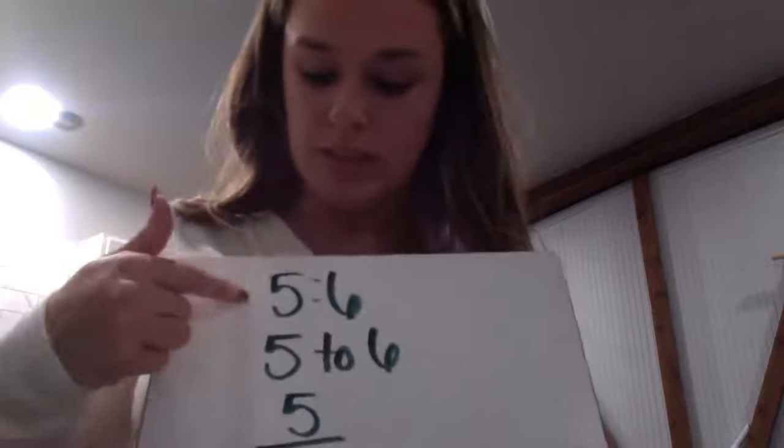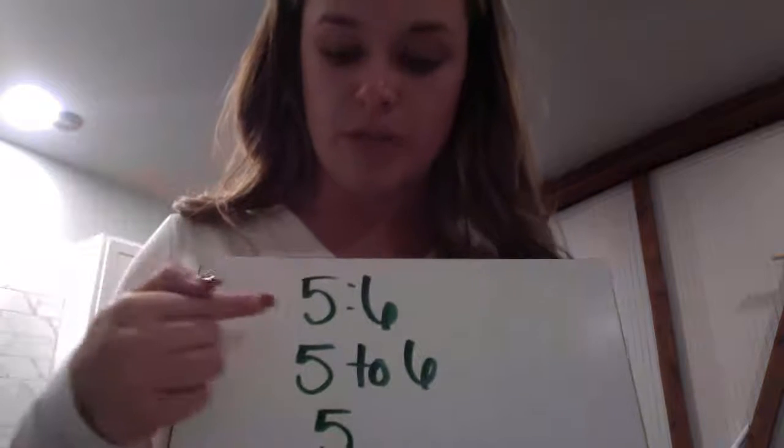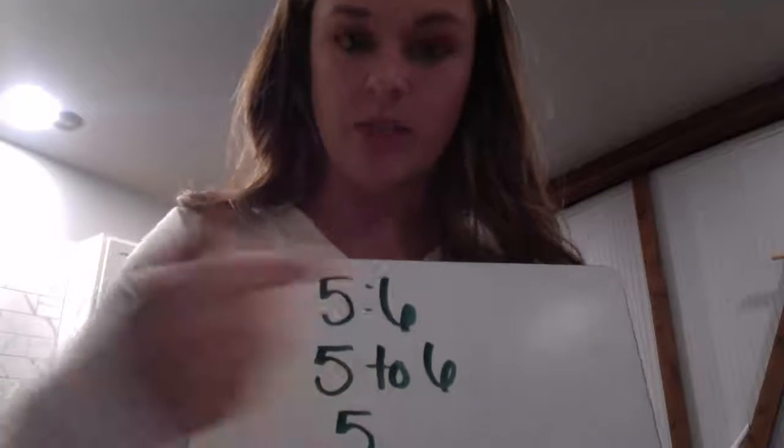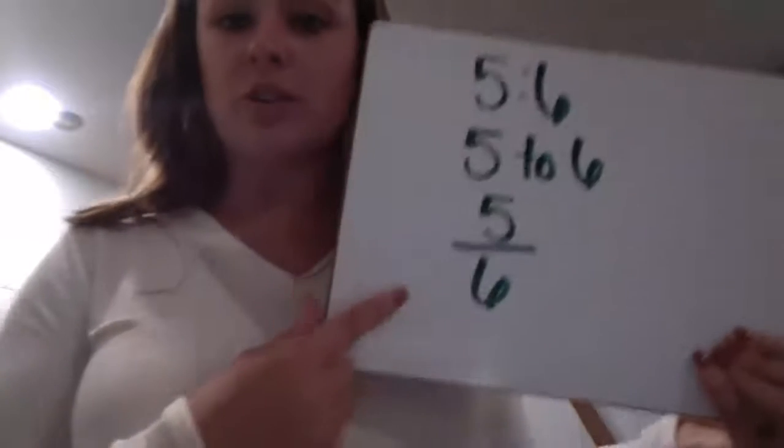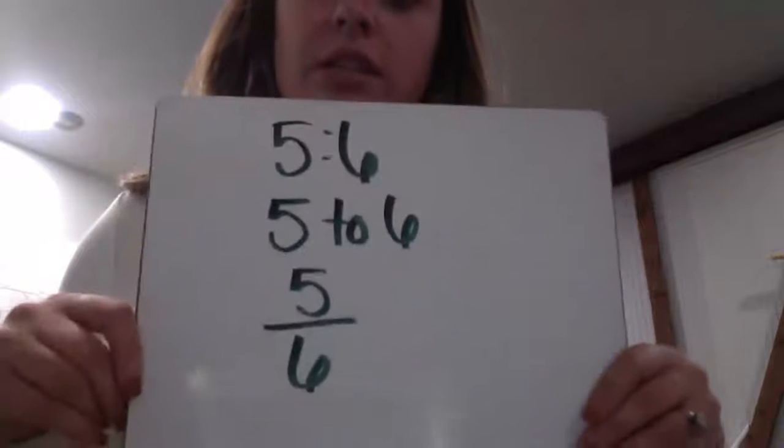Okay, so now I'm going to go over lesson 1, ratios, and I love ratios. Ratios are comparing two things. So there are 3 ways that you can write a ratio. The first one could be like this with the dots in between it. This means 5 to 6. The second way you can write it is 5 to 6. And then the last way that you can write it is a fraction. So those are the 3 ways that you can write a ratio.